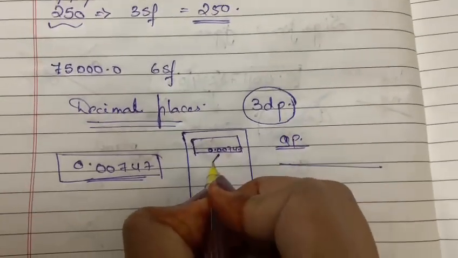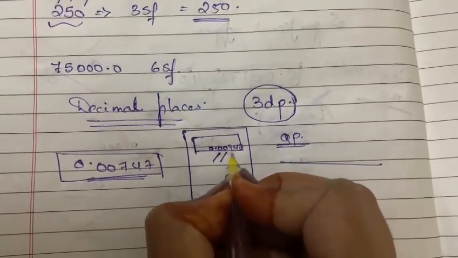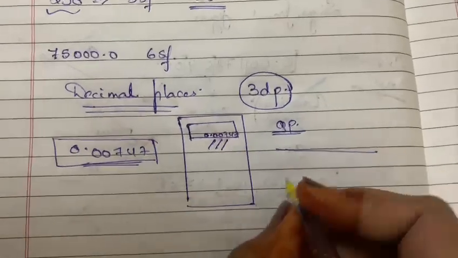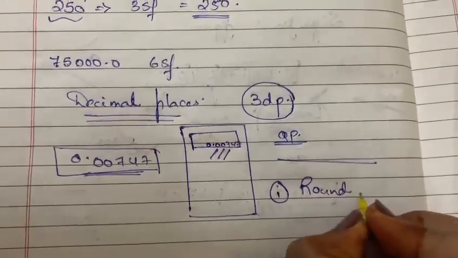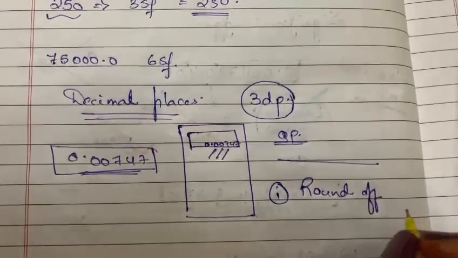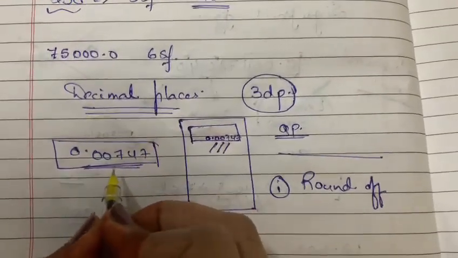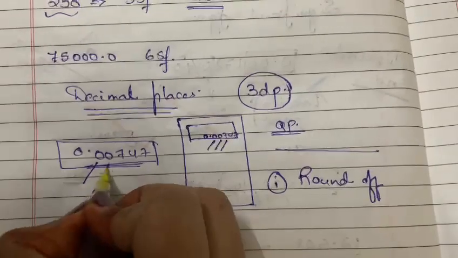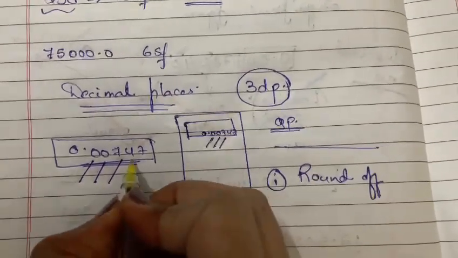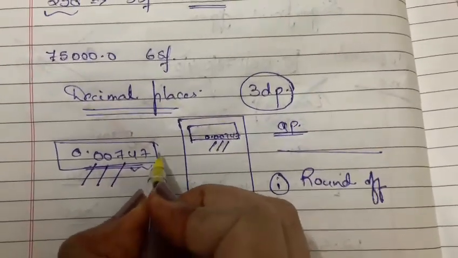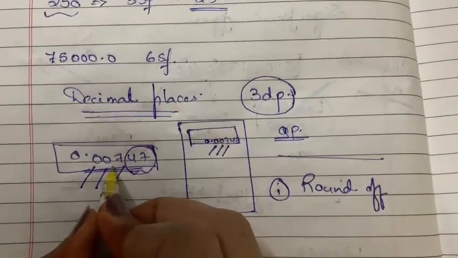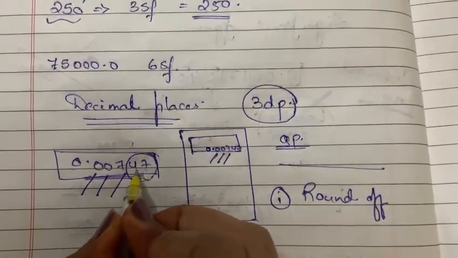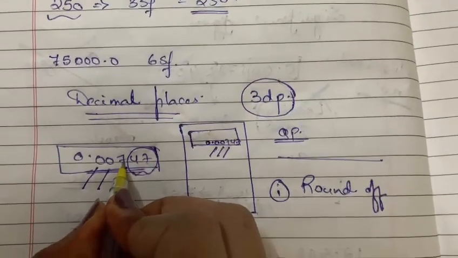Okay, so this is your first decimal place, this is your second decimal place, and this is your third decimal place. First step that you're going to do is you're going to round off the number. Okay, because after the third decimal place you still have digits given over here. You still have these 2 numbers that are given. So, their effect will be on the number. Okay, these 2 digits will affect this particular number in here.